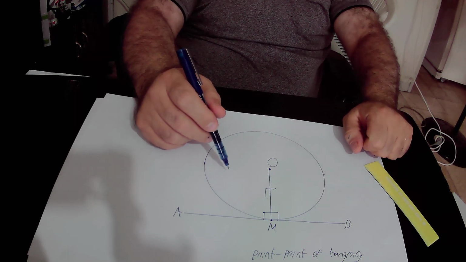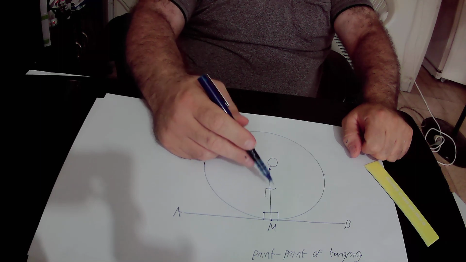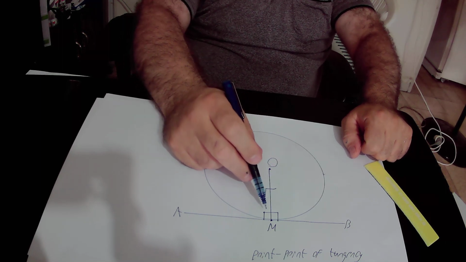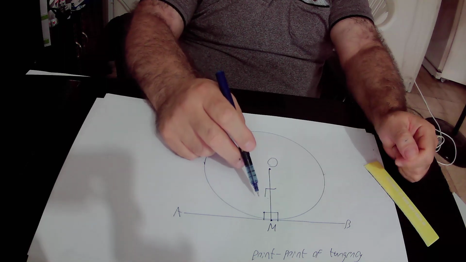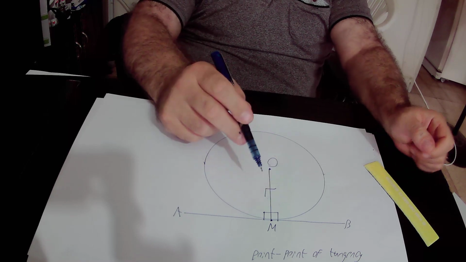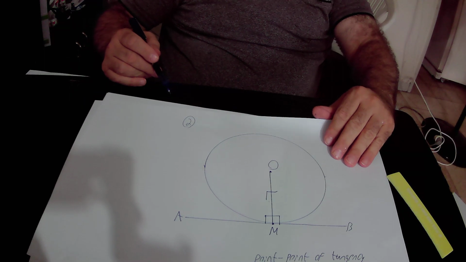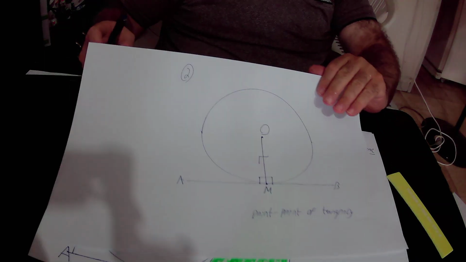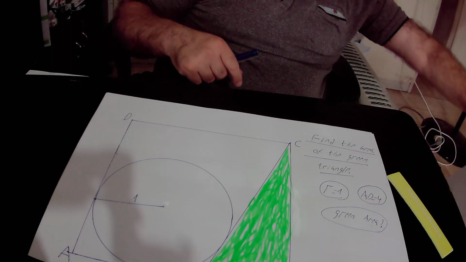So whenever you have a radius, like in this drawing, the radius OM, drawn to the point of tangency, therefore the tangent AB will be perpendicular to this radius, that is to say, this angle equals 90 degrees, and this angle also equals 90 degrees. Okay? So, we will implement rule number one in our drawing.